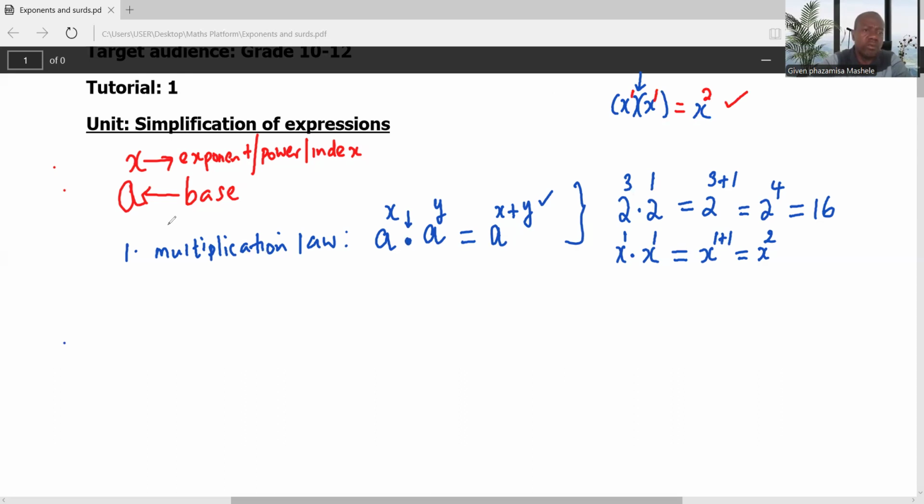Then now we move on to the second law. This is very important, guys, for you to know the laws of exponents. The second law is the division law.